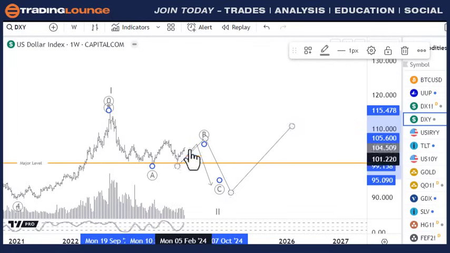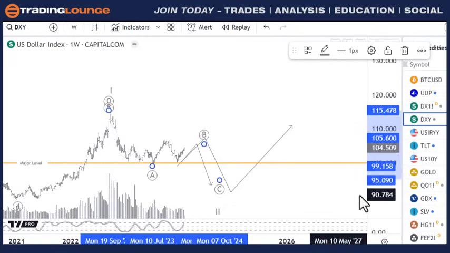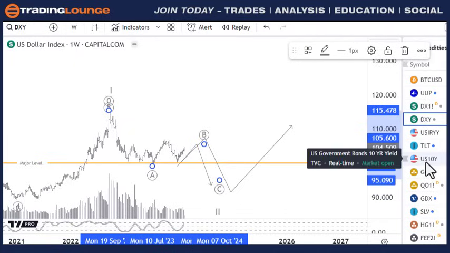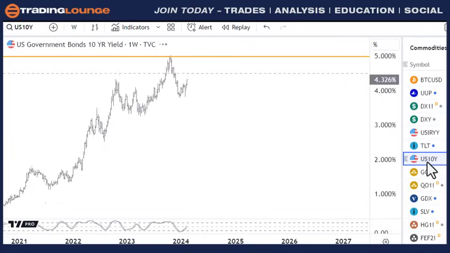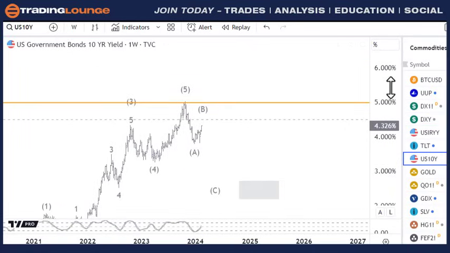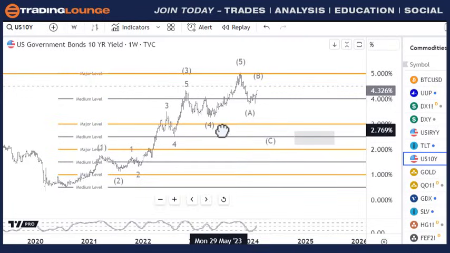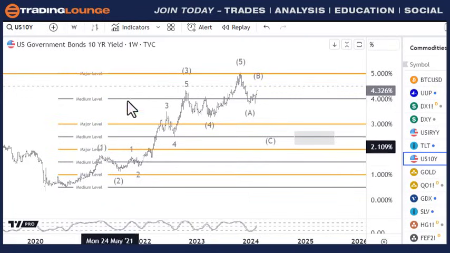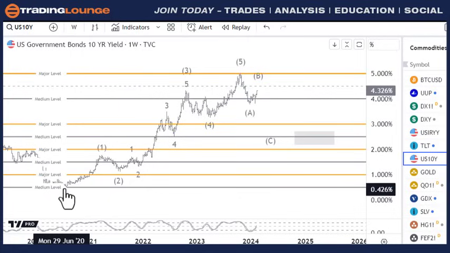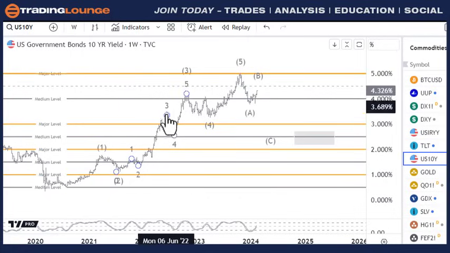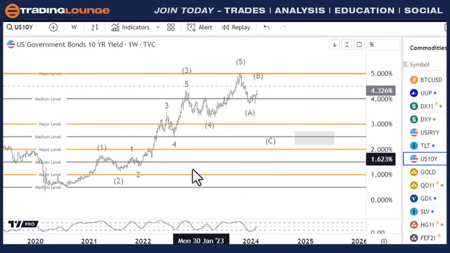So we need to talk about this little bit moving here. And then we can line the dollar up with the yields as well, because that's also important. So while we're here, if we have a look at the yields just for a moment. This is the yields here, sorry about all the trading levels waffle, but basically 1, 2 here, and 1, 2, 3, 4, 5 to the 3rd, 4th, and 5th. So we've been through all of that.